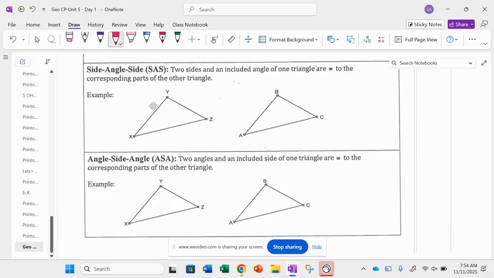Let's say I told you that XY is congruent to AB and XZ is congruent to AC. So, given XY is congruent to AB and XZ is congruent to AC. Now for side angle side, you need the two sides and you need the angle. You need the angle that's sandwiched between the two sides, or when you put the two sides with tick marks together, the angle that it makes.